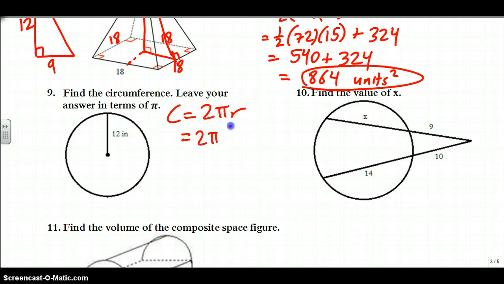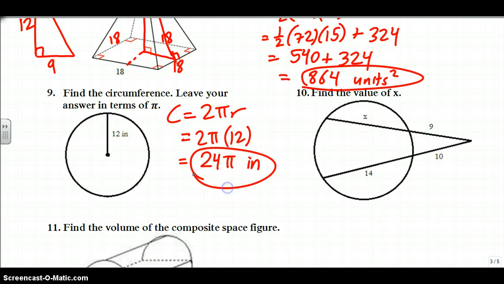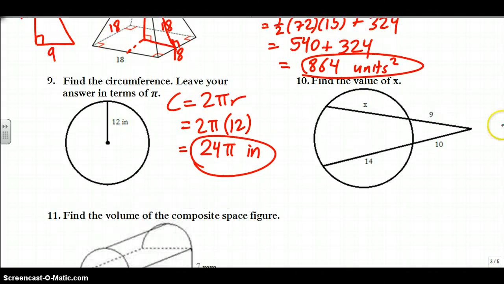That was quite nice of them. It's 12. And it says leave in terms of pi, so this is actually just 24 pi inches. Notice, it's just inches. It's circumference, not area or volume, okay?